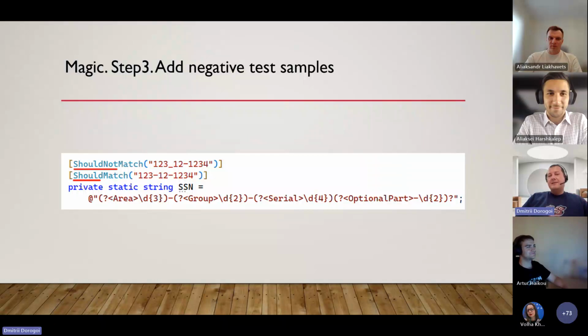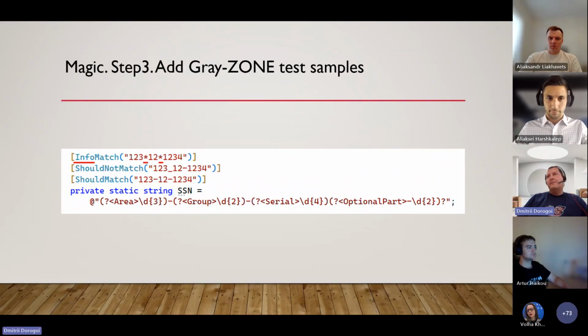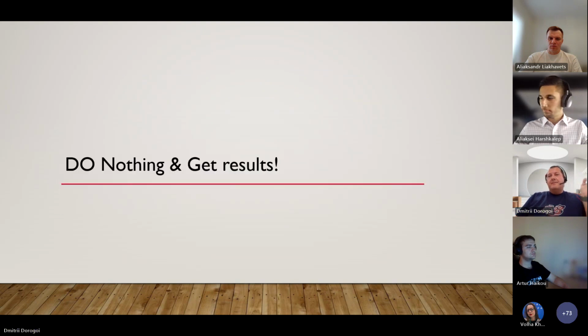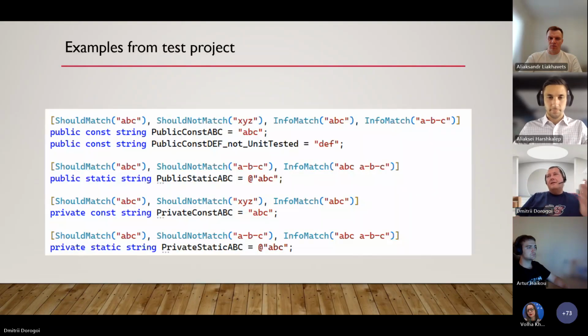And next, we always have a gray zone. Gray zone is a zone where we want to know what's happened, but you don't want to treat it as a success or as a failure. So, just info. You want to know how this regular expression will be matched, but you don't care whether it is okay or not. So, just relax, do nothing, and these are examples.